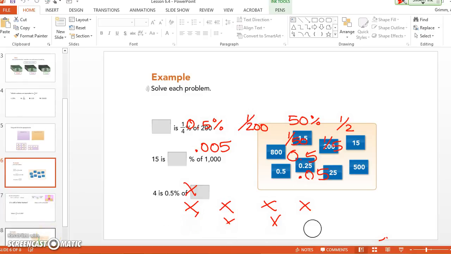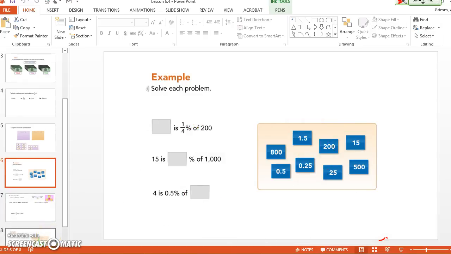Okay, so let's try to do some of the things we were doing in the warm-up. All right, so the first one says blank is 1/4% of 200. So I got to think back. Do I know the part, percent, whole? Which one am I missing? Aren't I missing the part? Here's the out of 200. So this is saying the test is out of 200. That's your whole amount.